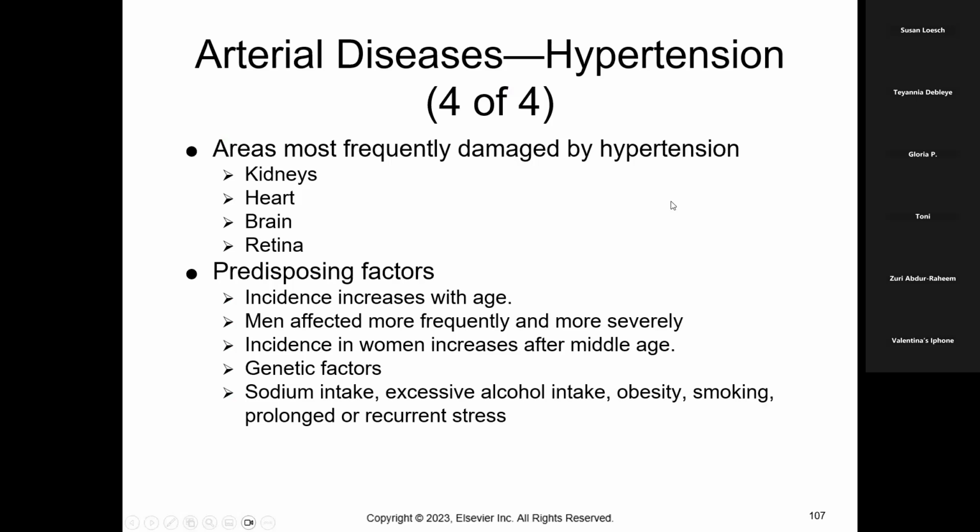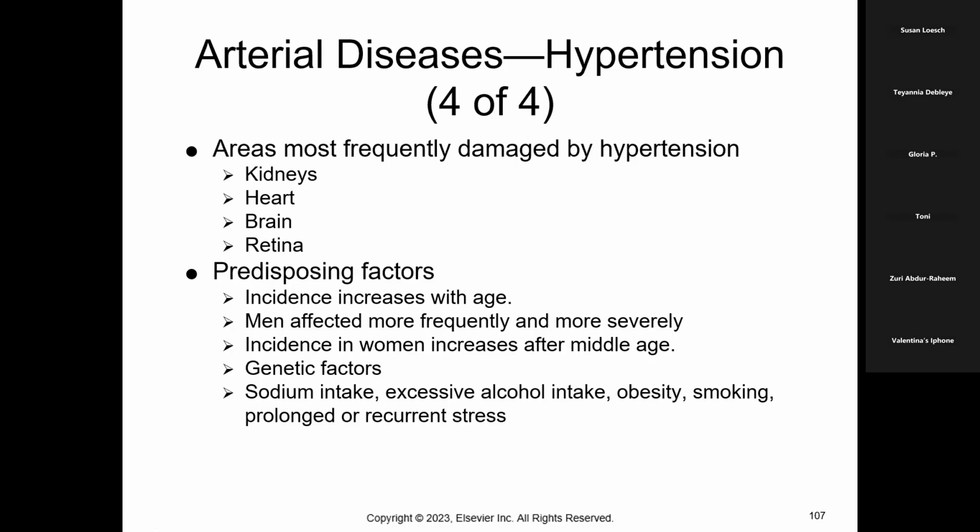So when someone has high blood pressure, the areas that are most frequently damaged are going to be the brain, the retina, which we've talked about, okay, the heart, the kidneys, the brain. Things that can cause this: an increase in age. Men are typically affected more than women. Certain genetic factors, like being African American, increases in your sodium intake, drinking too much alcohol.